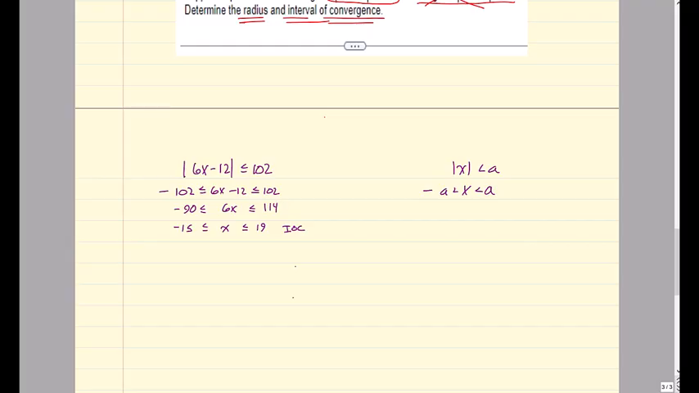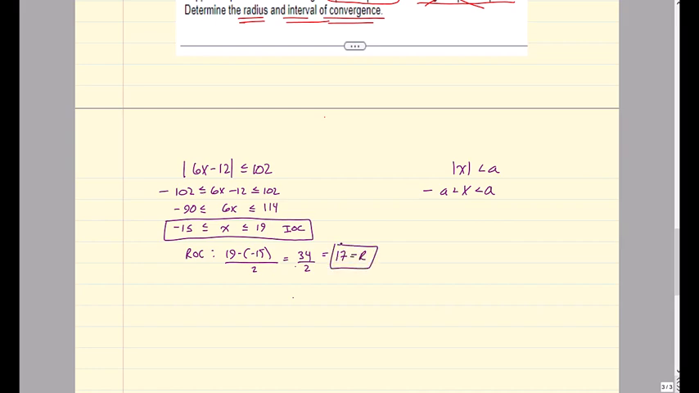The radius of convergence r, let's mark this first so we don't lose that. The radius of convergence would be 19 minus a negative 15, so the right minus left over 2. So this is the same as 19 plus 15. So this is going to be 34 over 2, which is 17. So r equals 17. So those are the two values.